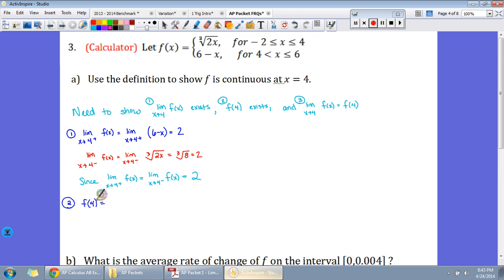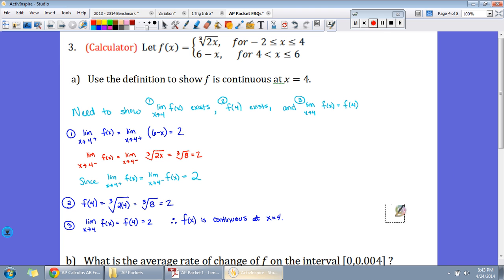Now we're going to do f of 4. It's x equals 4 for the cube root of 2x part, so we're going to have the cube root of 2 times 4, which is the cube root of 8, which is 2. And finally, for the third section of the definition, the limit equals the actual point equals 2. Therefore, f is continuous at x equals 4.